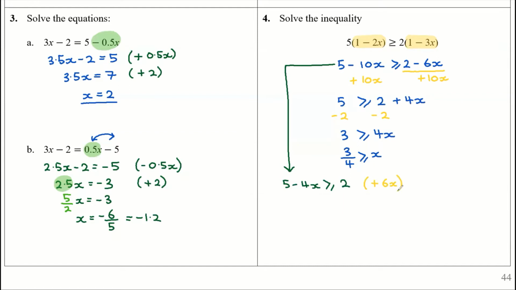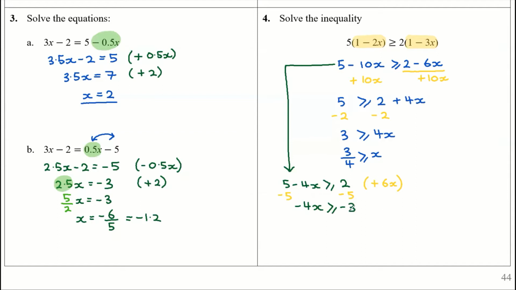Next up, I would like to subtract 5 from both sides to make sure I've got the x term all by itself on the left. Now, if I do that, I'm going to get negative 4x is greater than or equal to subtract 5, which is negative 3. Okay.